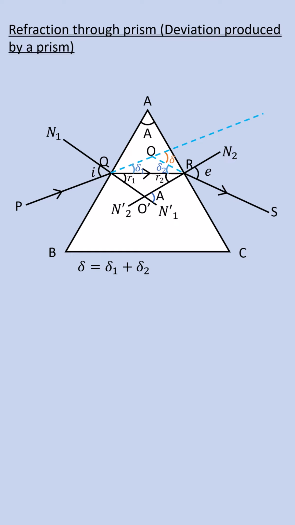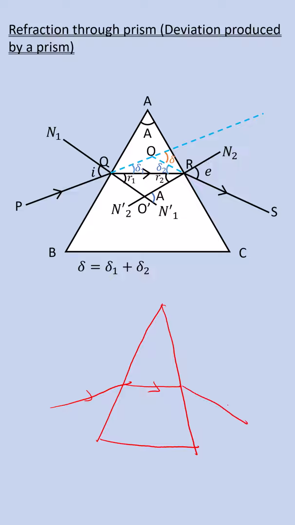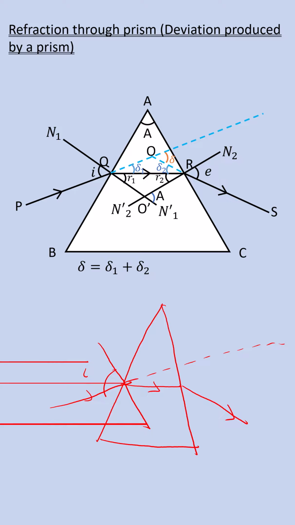What is delta? Let's see here. How much is delta 1? This is the incident ray, this is the refracted ray, and this is the emergent ray. And this is the direction of incident ray. Here we draw a normal, and this is our angle of incidence. Now we want to find this delta 1.